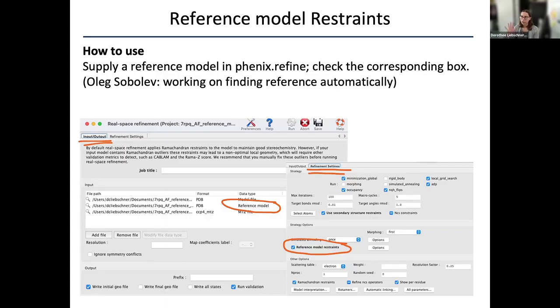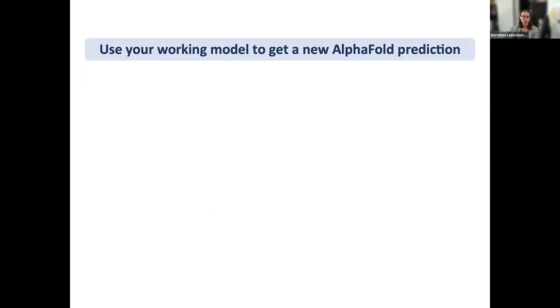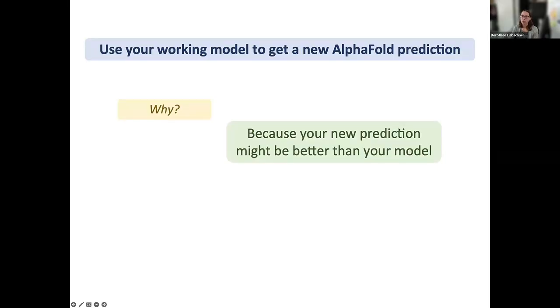So these are the three suggestions where you can use your prediction. And finally, I want to go to a little bit different way of thinking about how you can use these AlphaFold predictions. Here the basic idea is to use the working model to get a new prediction. And here's how that would work, because the new prediction may be better than your working model.